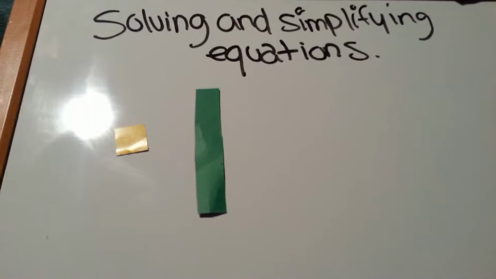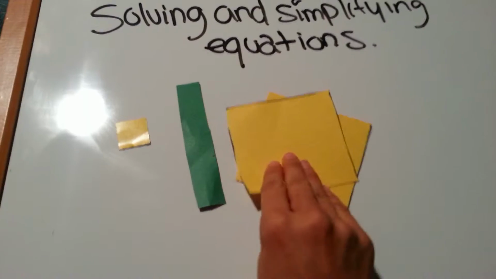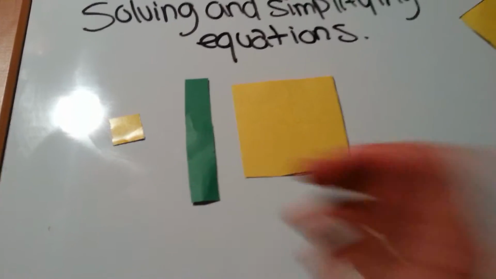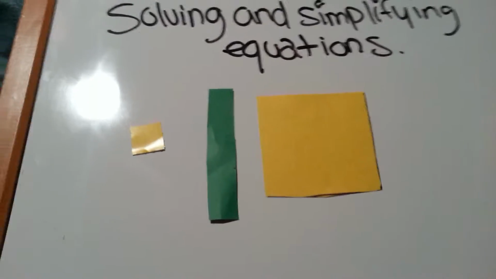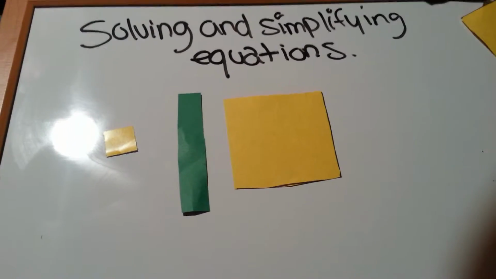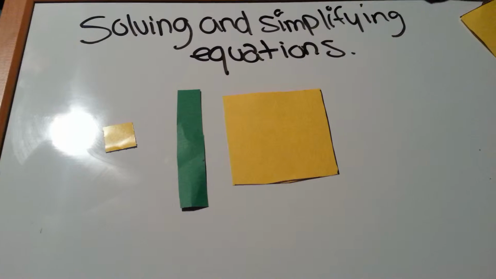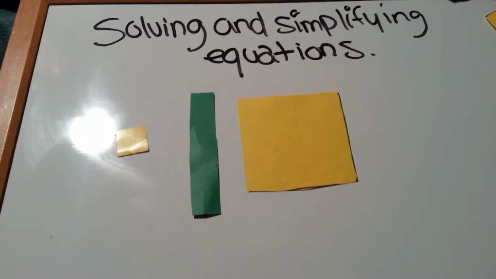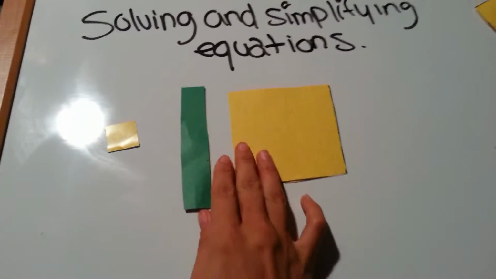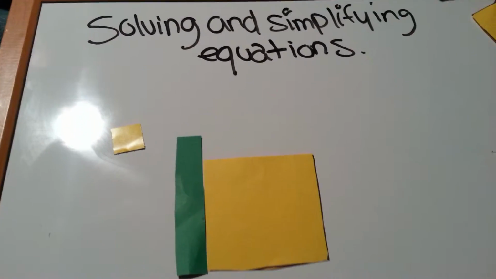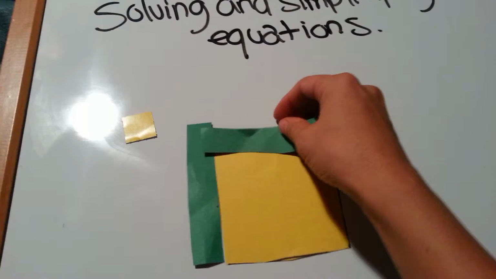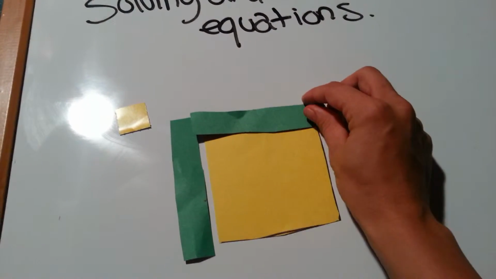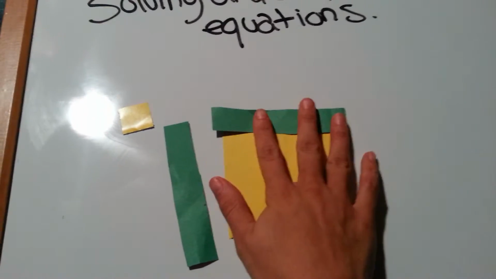Now we've got one more tile, and it is the bigger square, and it represents our x squared unit. The reason why that one represents our x squared unit is because you see, if you have two of your x's, that little square just kind of fits right in there. So that represents your x squared unit. Okay?